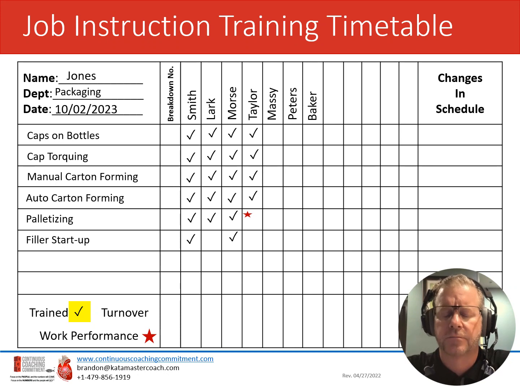She made a star in that box, and we'll come back to that later. She thought Taylor's performance on palletizing was just a little off on some of the types of pallets, the stacking organization that they have. Next, Massey could do all of the jobs down to palletizing without any trouble. Peters had been here less than 6 months, but he had been trained on caps on bottles, cap torquing, manual carton forming, and palletizing. Baker was the most recently hired employee. She had only been trained on capping bottles and the manual carton forming.